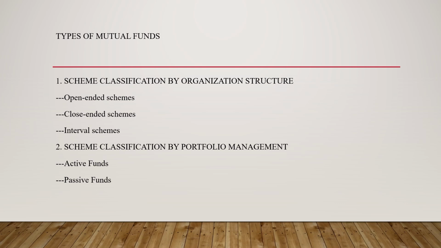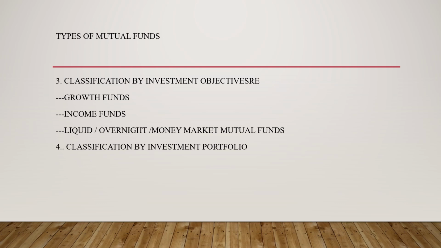And in this case, there is lower expense ratio, hence lower cost to investors, and there is better liquidity in case of such funds. So the next classification of mutual funds can be done on the basis of investment objectives. Thus, it can be classified into various aspects such as growth funds, income funds, or liquid, overnight, or money market mutual funds. Growth funds are basically schemes that are designed to provide capital appreciation.